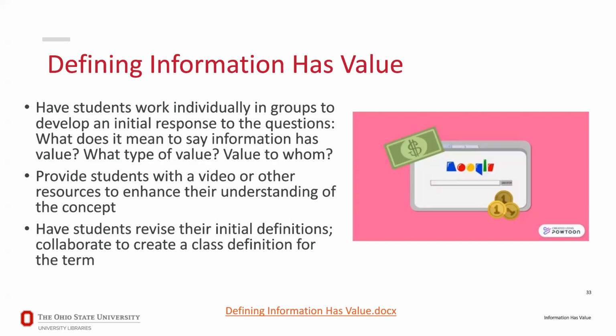Then, provide them with one of the videos or provide them with the guide, have them take a look at that and think through that, and then have them share their understanding again so that they're giving their initial definition and their initial understanding, learning a little bit about the concept, and then coming back together to do a collaborative definition building as a class. Here's what we mean when we talk about and think about information has value. Here are the different aspects of that concept.